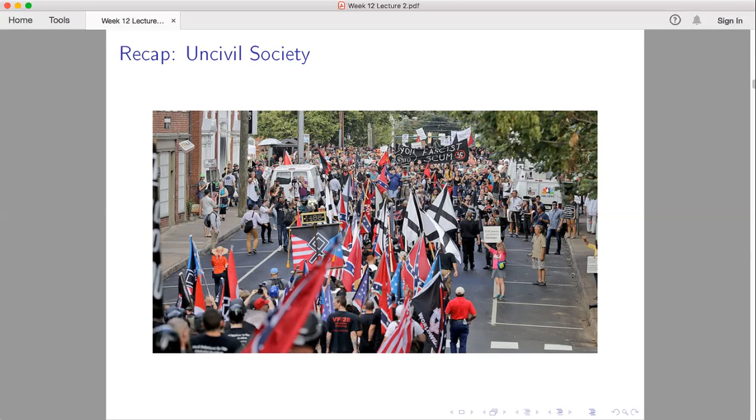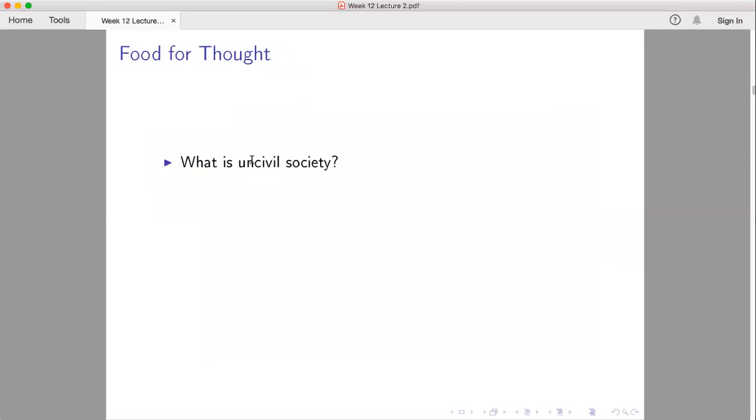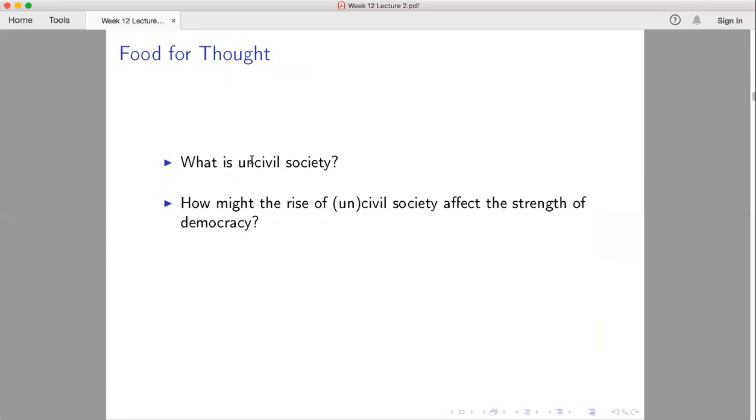So at the end of last class, I asked you to consider a couple of questions and write down your answers to them. And now we're going to place the central focus on these types of groups and try to figure out what is the relationship between uncivil society and democracy, and how might civil society be co-opted or used towards non-democratic ends. So the guiding questions that we're going to deal with today are: one, what is uncivil society?